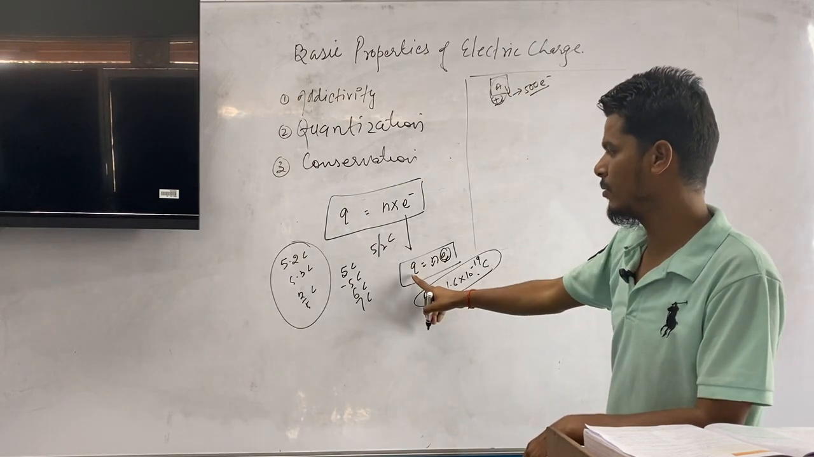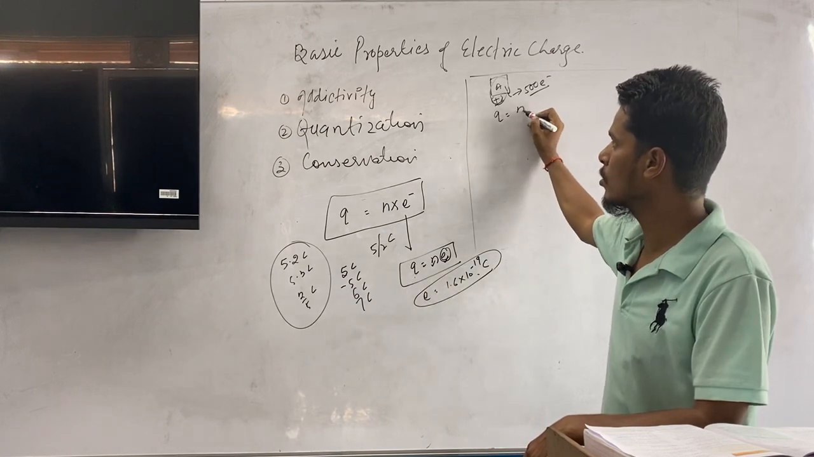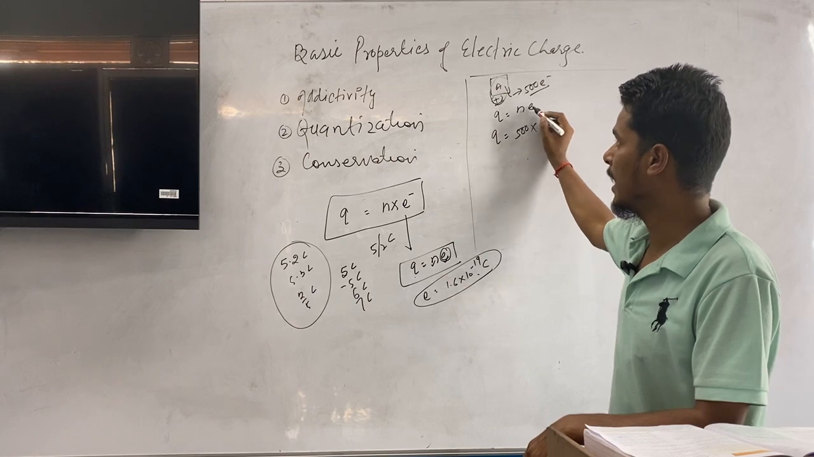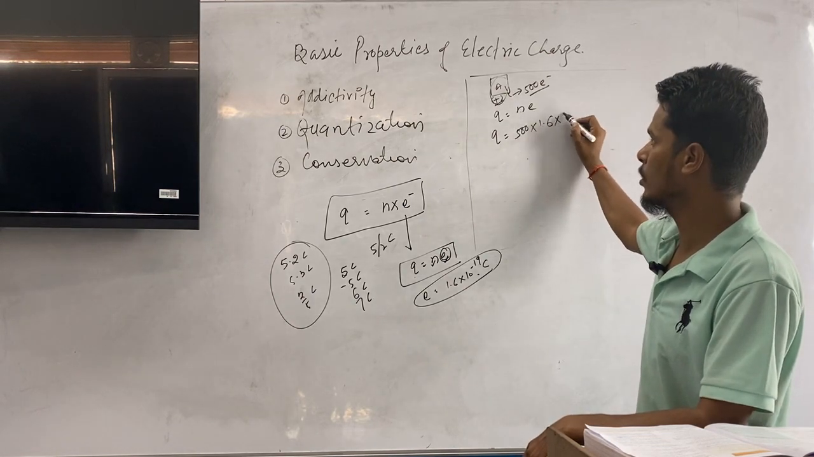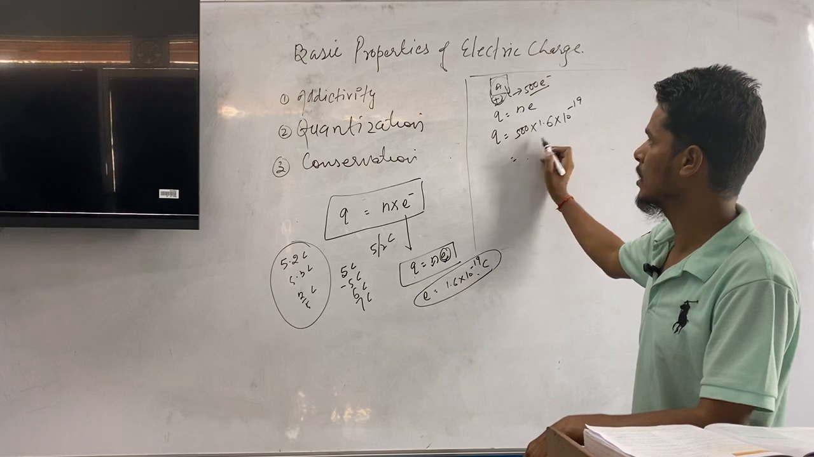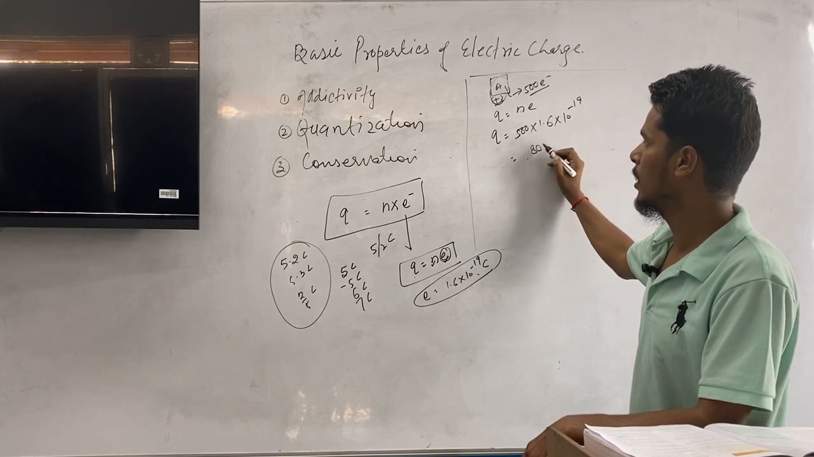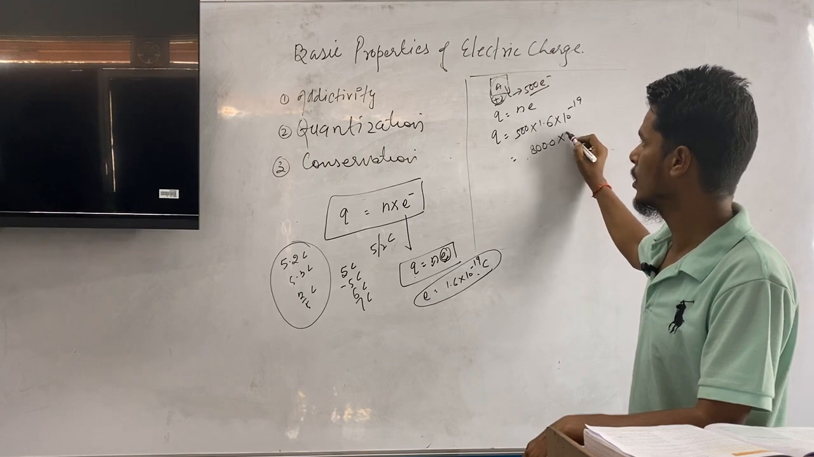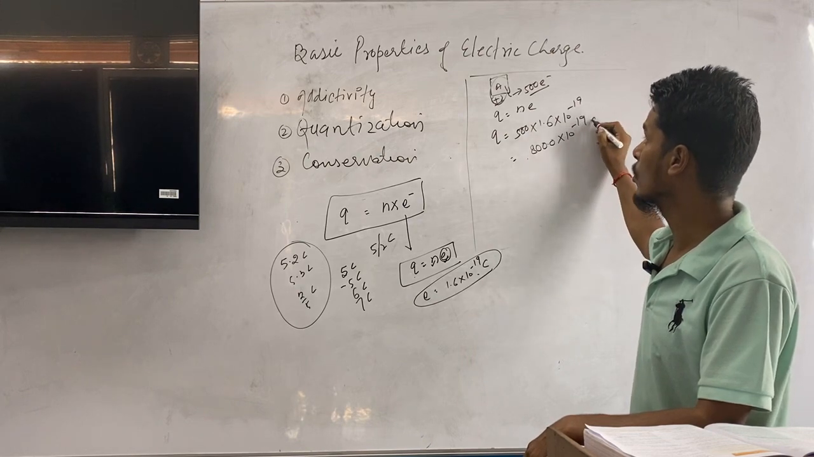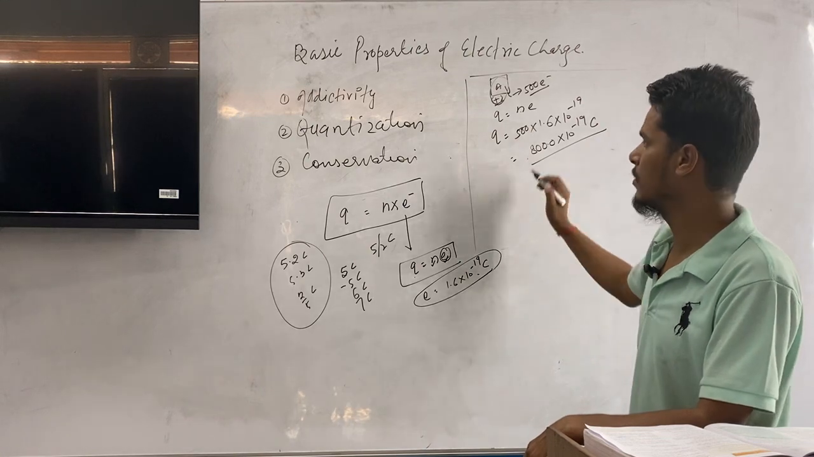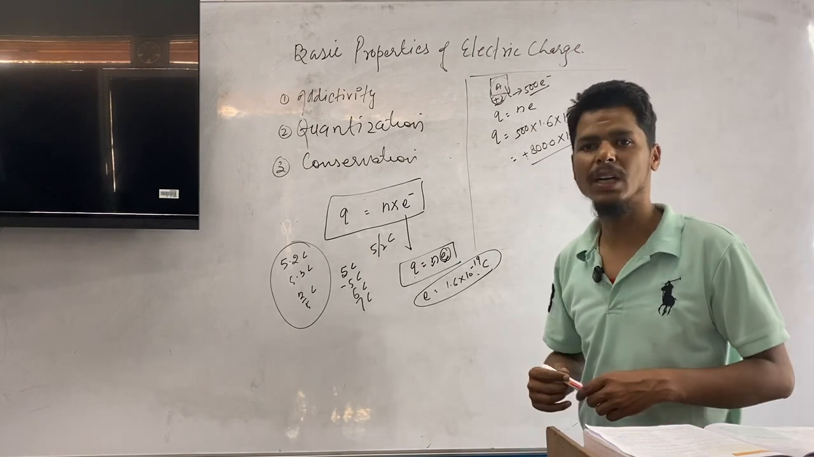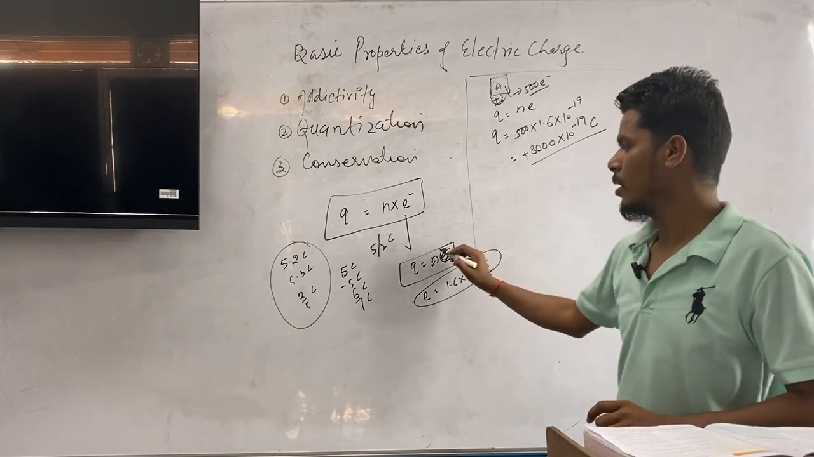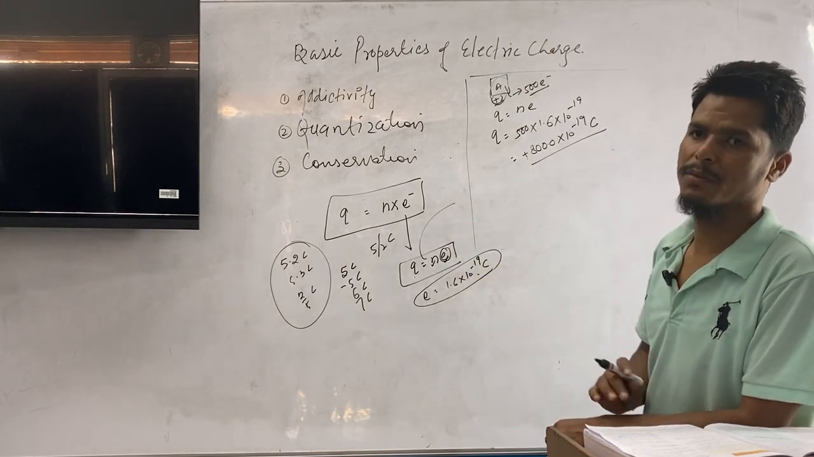Through this formula we can find it, that is Q is equal to NE. Q we have to find, the number of electrons we have been given, that is 500, and E we have a constant value, 1.6. So 1.6 times 500 is 800, into 10 to the power minus 19 coulomb. This will be positive because it is releasing the electrons. So this is the formula that we have evaluated.